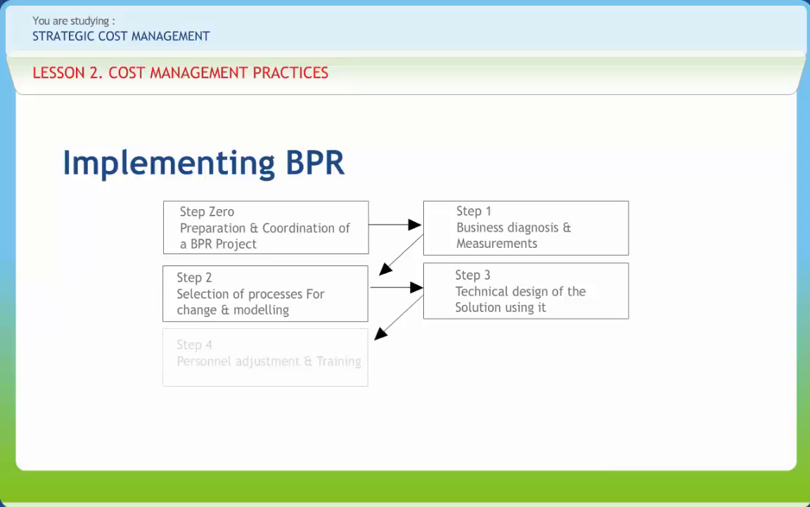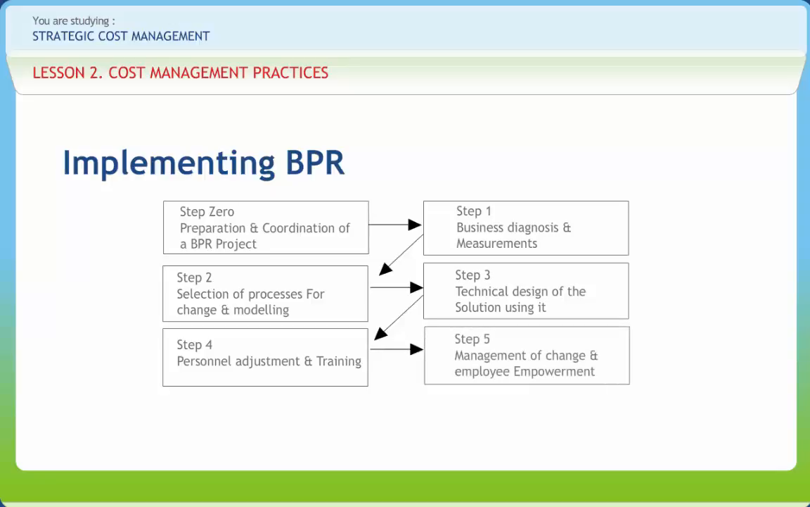Next is step 4. It is personnel adjustment and training. Its objective is to train personnel in the new ways of working using IT in the redesigned processes and redesign and model the selected processes. Next, step 5 is management of change and employee empowerment. Its objective is to minimize the resistance to change between employees by empowering their position based on performance appraisal and bonus systems.